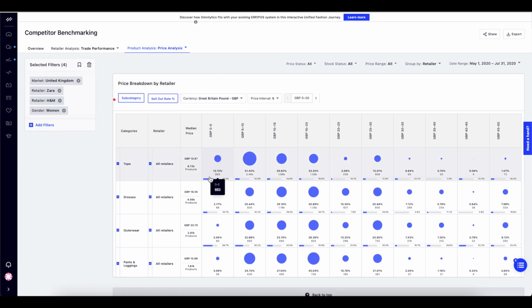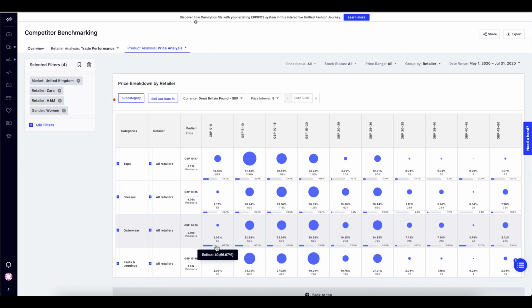Notice that under each circle in the price breakdown table, there are sell-out rates for each pricing bracket. What this means is that you are able to track brands or retailers' sell-out rates of each price point for the category by selecting the sell-out rate percentage option within the chart. Here, observe that they had high sell-outs for the lower price point products across different categories, which shows the market acceptance value of their customers and their customer buying behavior.